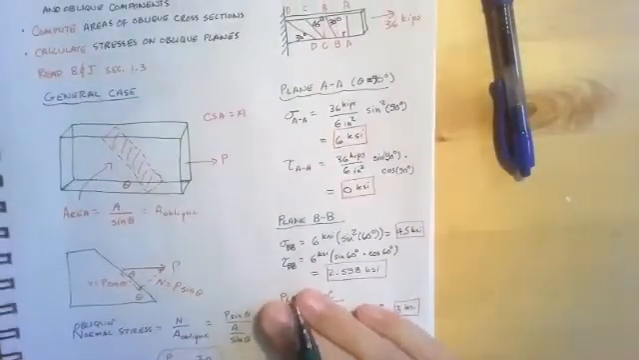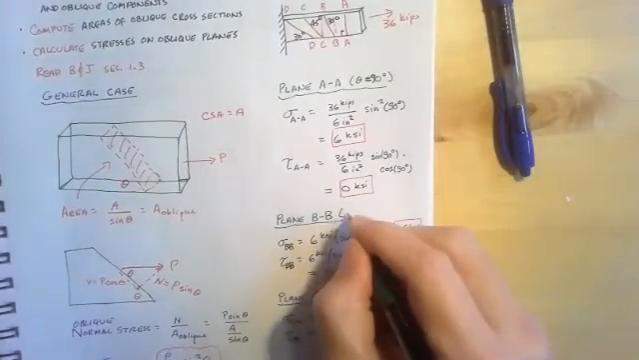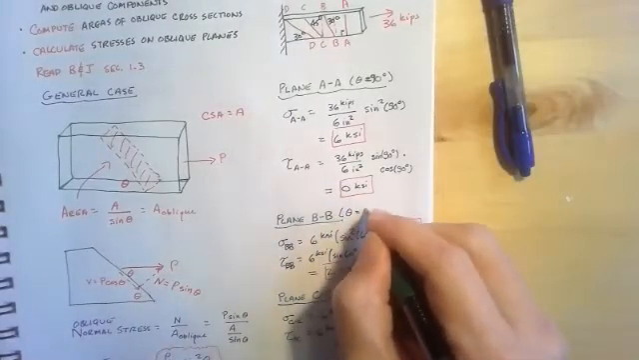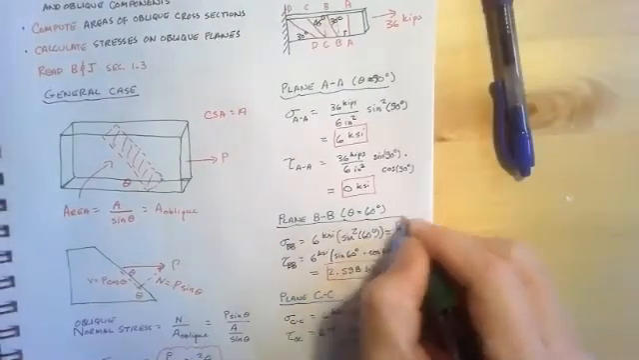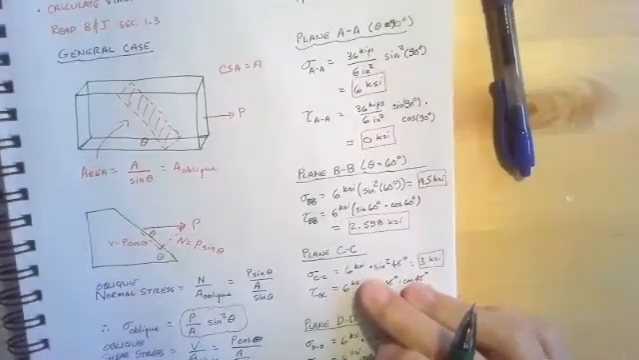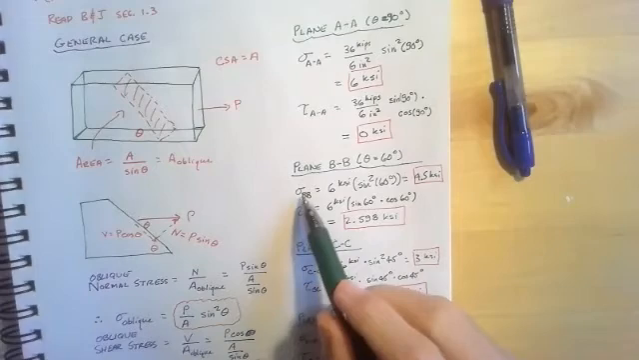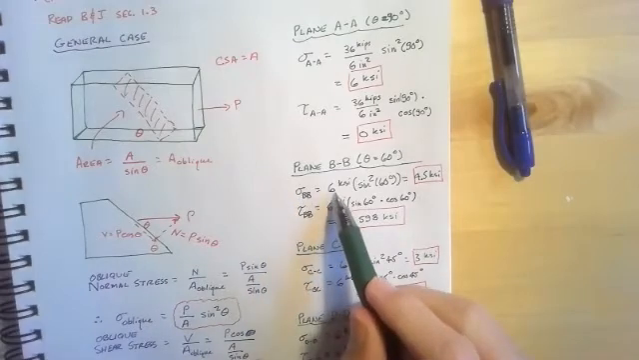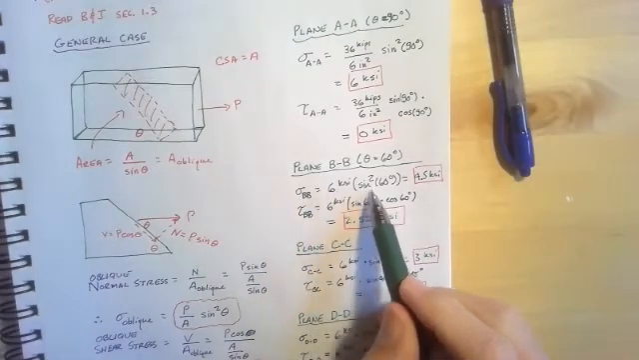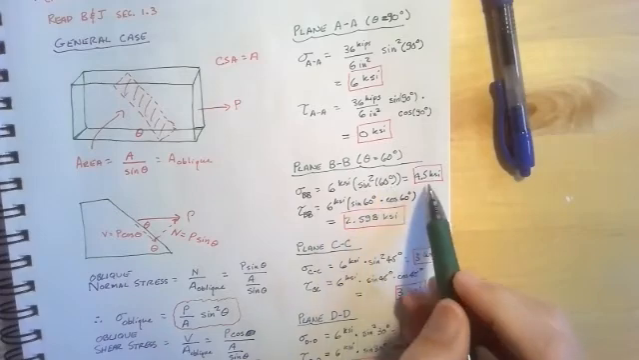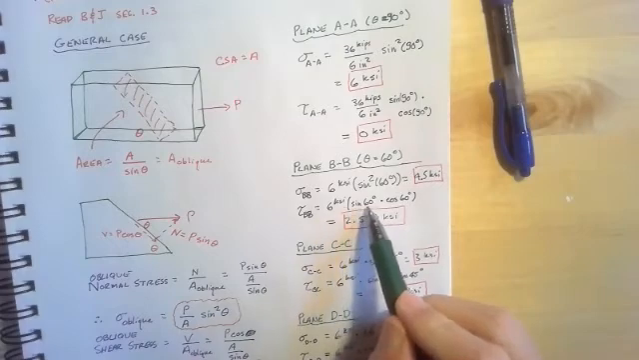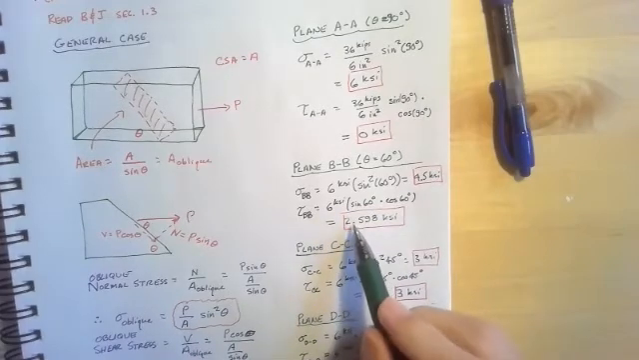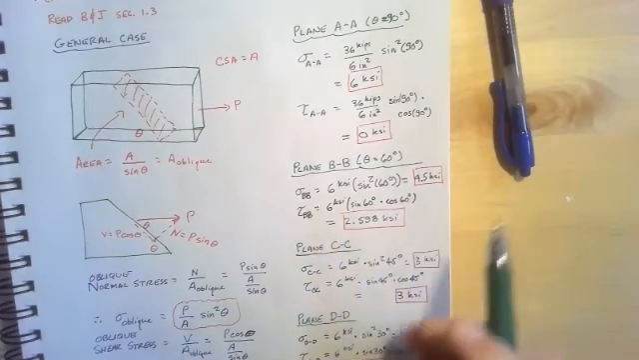Now let's move on to plane BB. We've got theta equal to 60 degrees, and then we would just apply our formulas. Sigma BB is equal to 6 KSI times sine squared of 60, and that would be 4.5 KSI. And then tau BB is 6 KSI times sine of 60 degrees times cosine of 60 degrees, and that gives me 2.598 KSI.